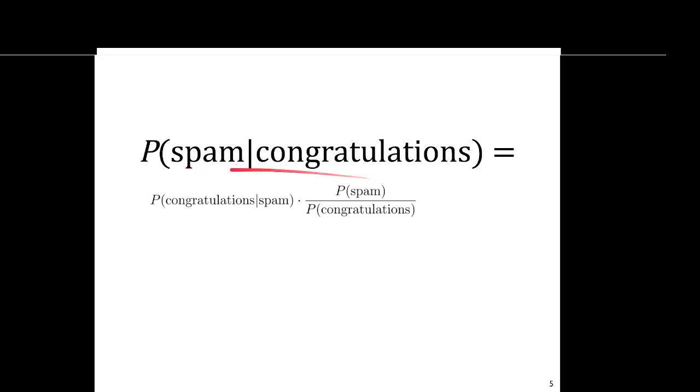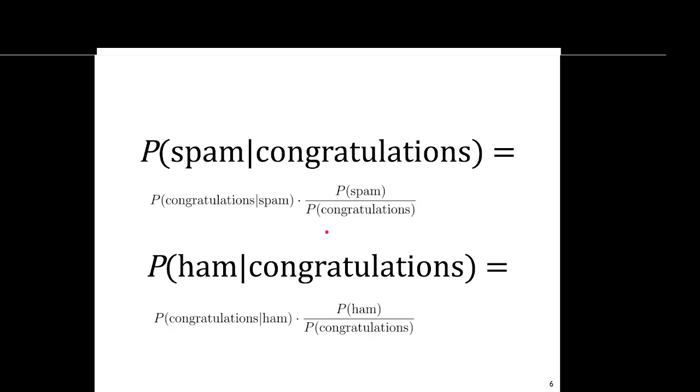So we can express this as a conditional probability: given the word "congratulations," what is the likelihood that the message is spam? And by the definition of conditional probabilities, we can change that into this formula. Given spam, what is the likelihood of the word "congratulations," times the probability of having a spam message, divided by the probability of having "congratulations" in any message.